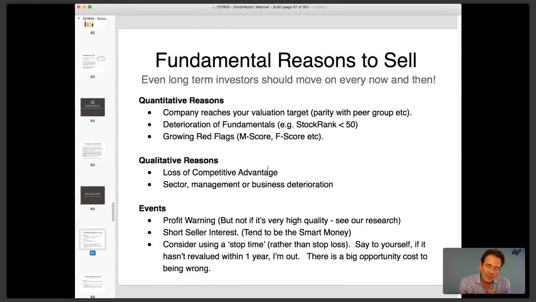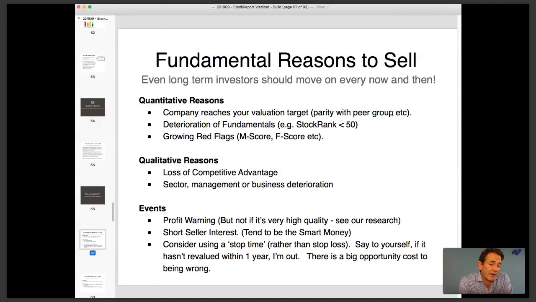If you're a long-term dividend investor and you're in great stocks, sometimes you don't want to sell ever. But there can be a number of reasons why one wants to sell. Quantitative reasons: a company might reach your valuation target. Now, that valuation target might be that you reach more of a valuation parity with a company's peer group. And that's where those traffic lights can come so useful.